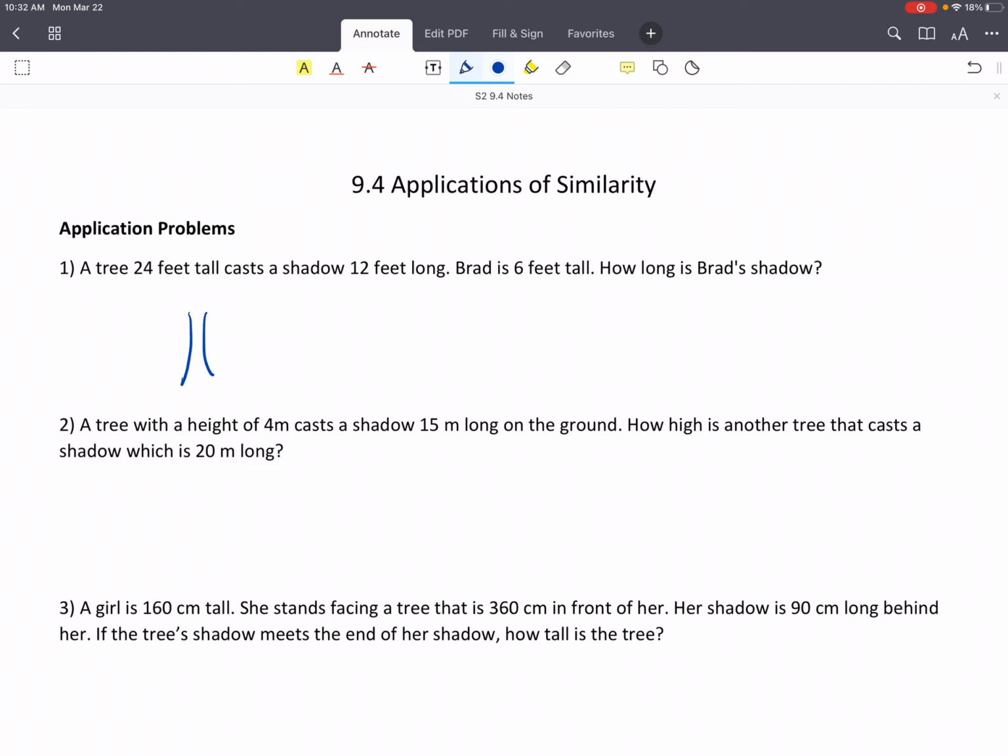So, you're about to find out why I am not an art major. Here's a tree. Here's the tree's shadow. So this is 24 feet. This is 12 feet. Brad is 6 feet tall. We want to know how long Brad's shadow is.